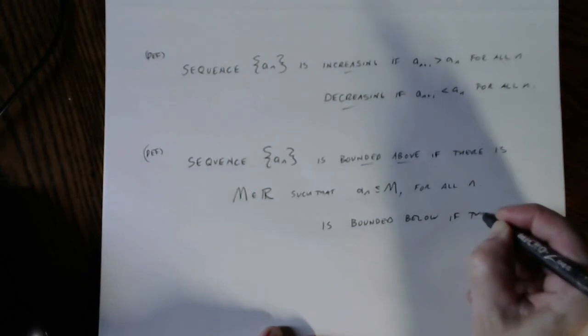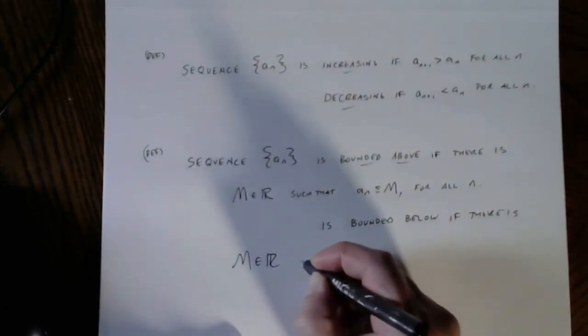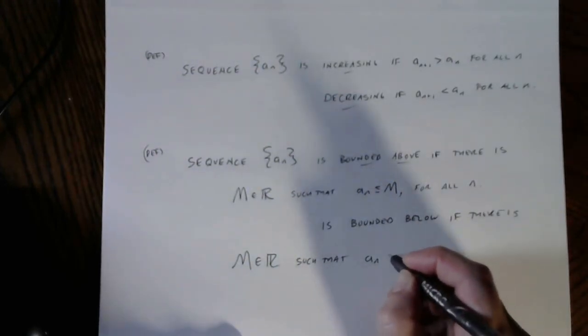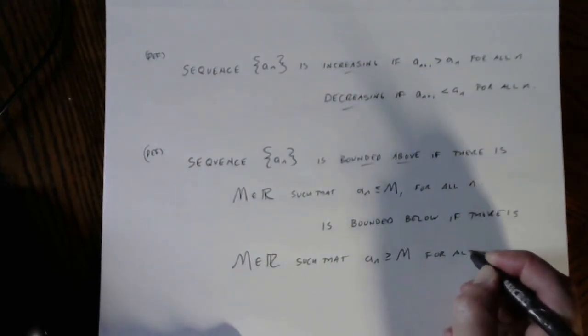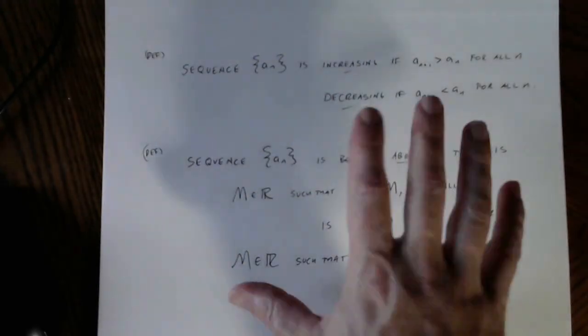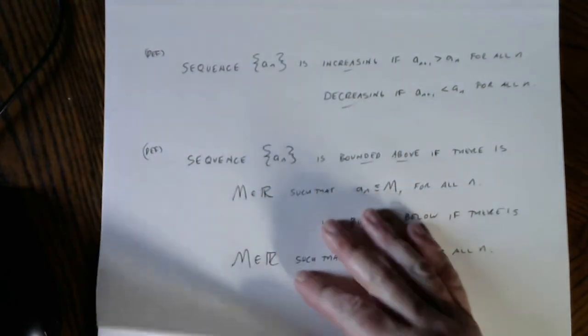Same idea, there's a floor. If there is some real number such that the terms are greater than it for all n. Terms that might come up, okay? So this is important information because we're going to talk about what we call series in chapter 11, and series are often misunderstood. A series is actually a very special case of a sequence. We'll talk about that in the next section.